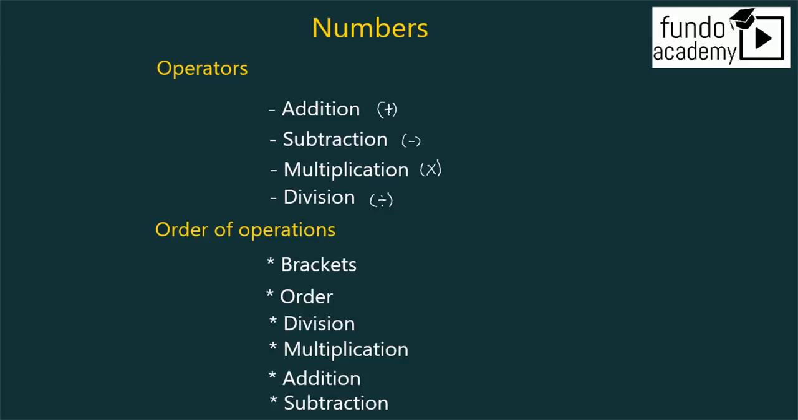So we start with the brackets, then we go to the order. When we talk about the order, we're talking about the powers. So we handle the powers, and we go on to division, then multiplication, addition, and lastly subtraction. So this is our order of operations. We call that BODMAS, taking the initials: B for brackets, order, division, multiplication, addition, and subtraction.